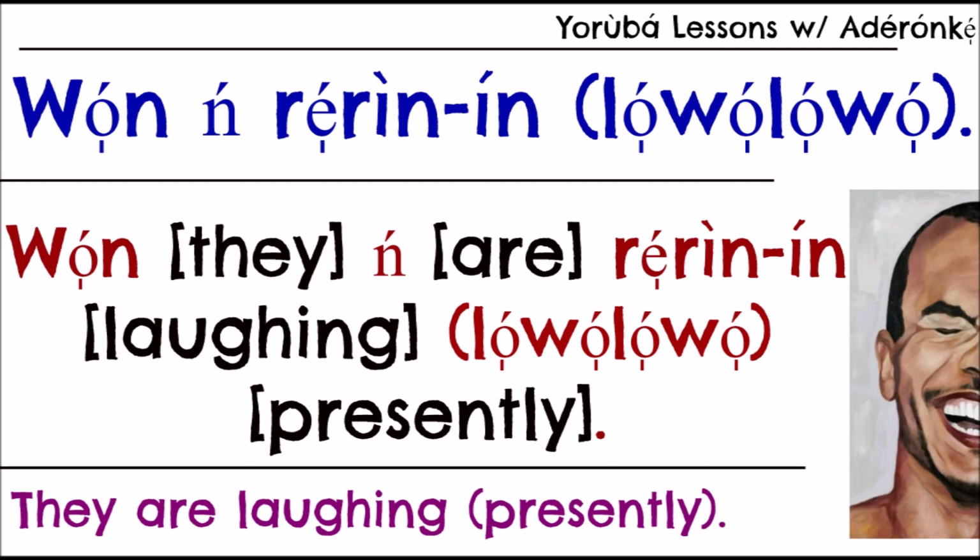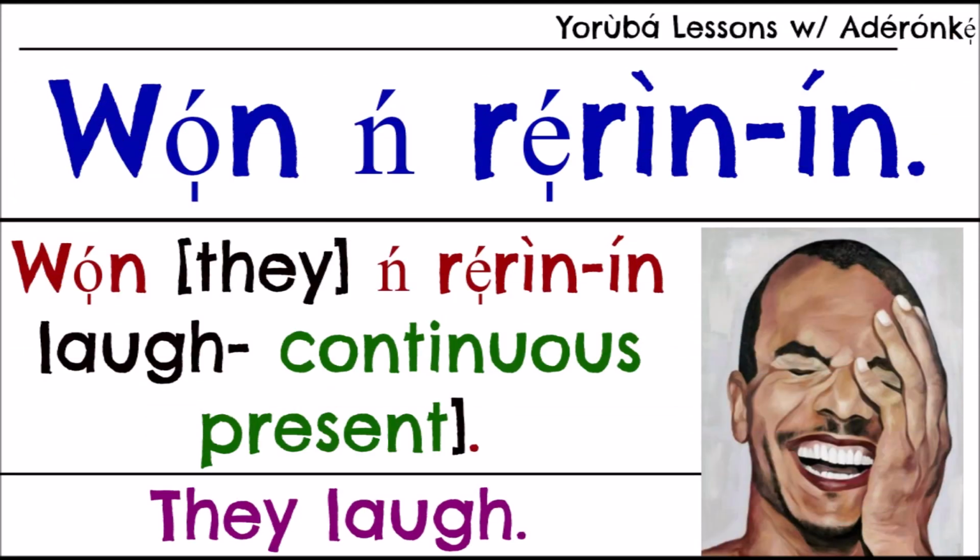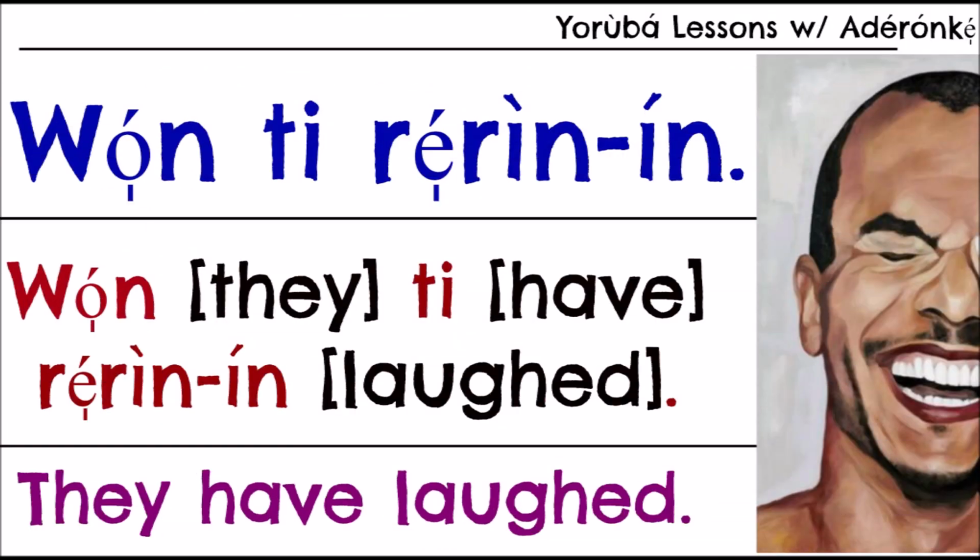When you say ó rẹ́rìn again, like I have explained, it's they laugh. They laugh. When you say ó ti rẹ́rìn, they have laughed, they had laughed. Ọ̀ is they, ti is have or had, rẹ́rìn is laugh. But in this case, you say they have laughed. Again, we're keeping up with English tenses. So that is what I have.